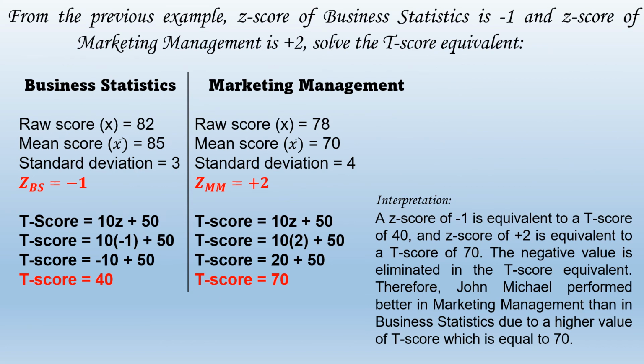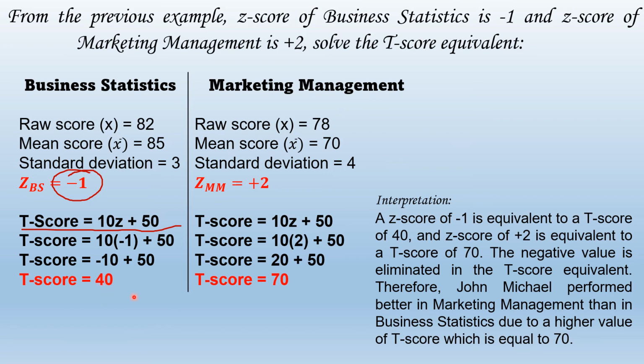Okay? So we have to plug in the formula: t-score is equal to 10z plus 50. We have to plug in the value of the z-score of business statistics, which is -1. Therefore, 10 multiplied by -1 plus 50. Therefore, we have -10 plus 50. Therefore, we got 40 here.